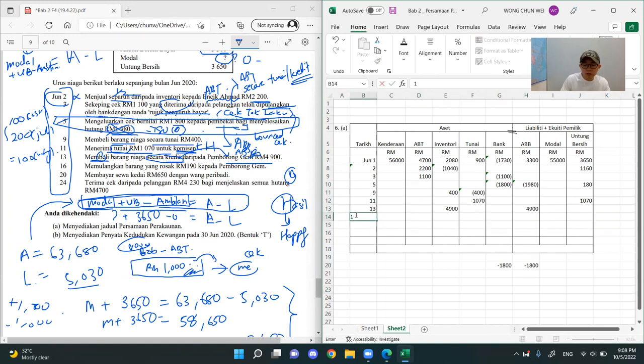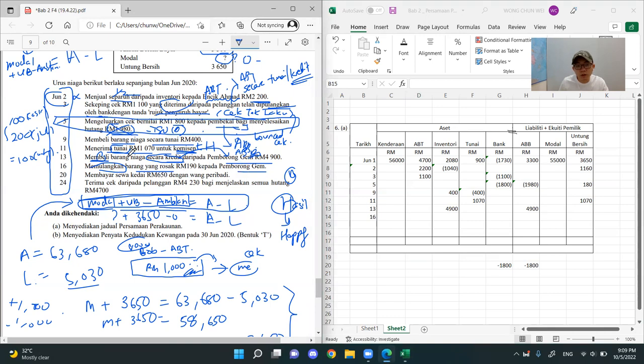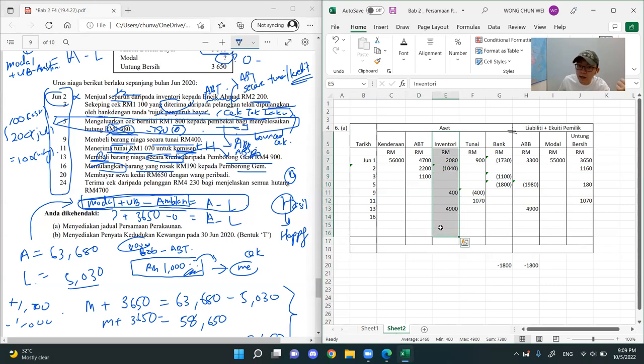Okay, 16. So 16 memulangkan. Can you see now? Now you memulangkan barang yang rosak 190 ringgit kepada pembolong jam. Okay, tadi kita beli, we add inventory. But when we pulangkan, you pulangkan. So your inventory akan berkurang. So when you berkurang, you got a minus. You minus berapa? Berapa yang kamu pulangkan? 190 ringgit, so you minus 190.